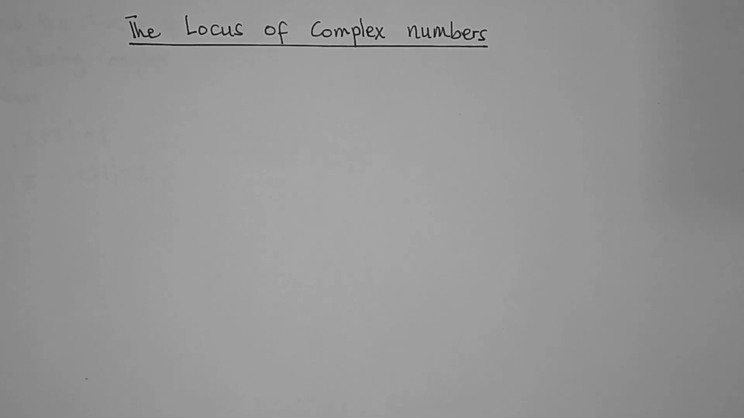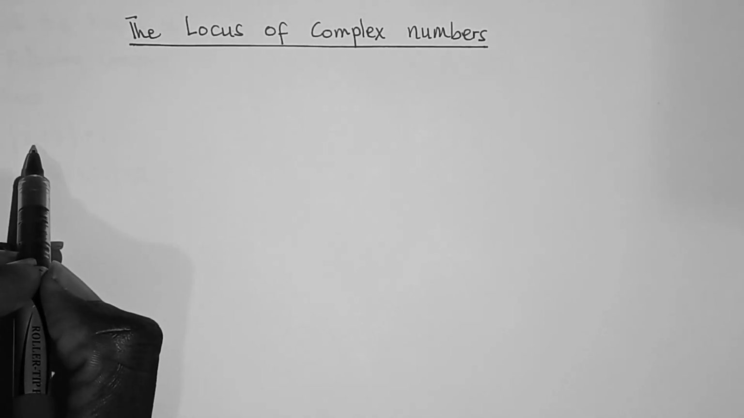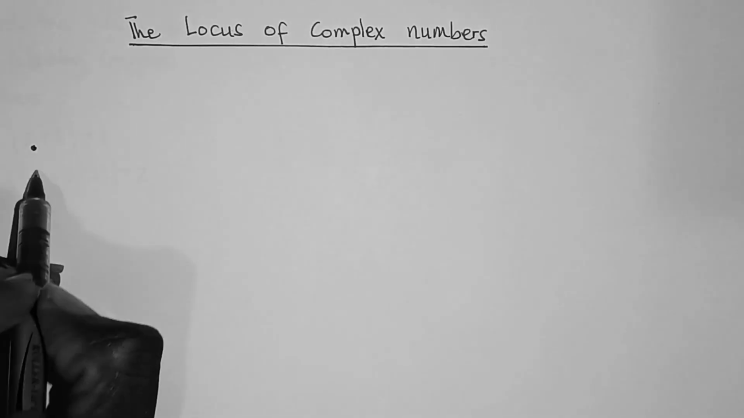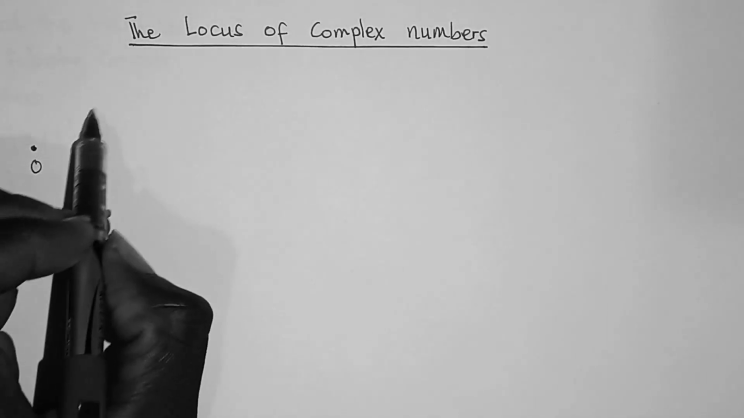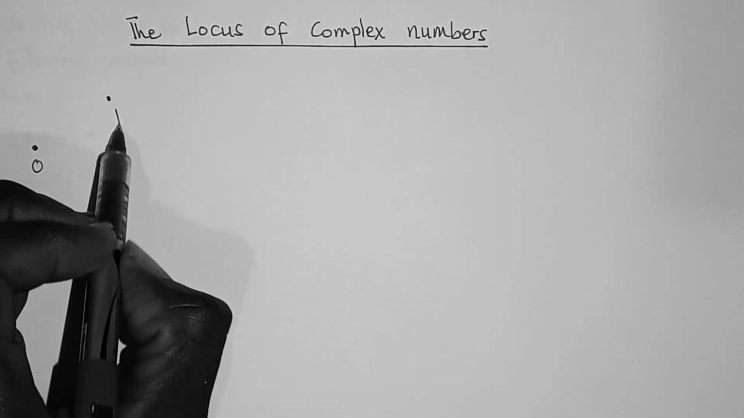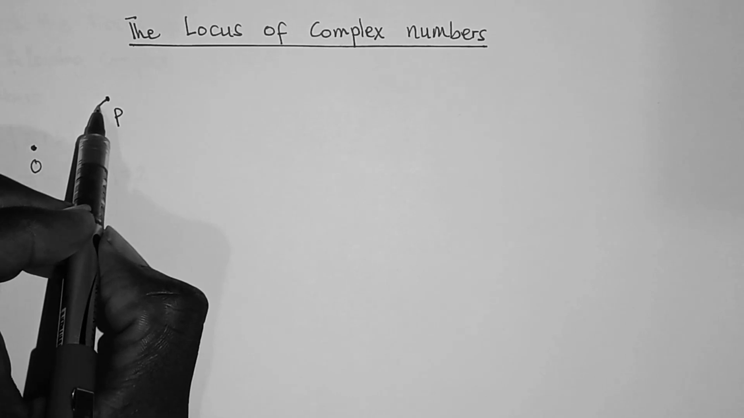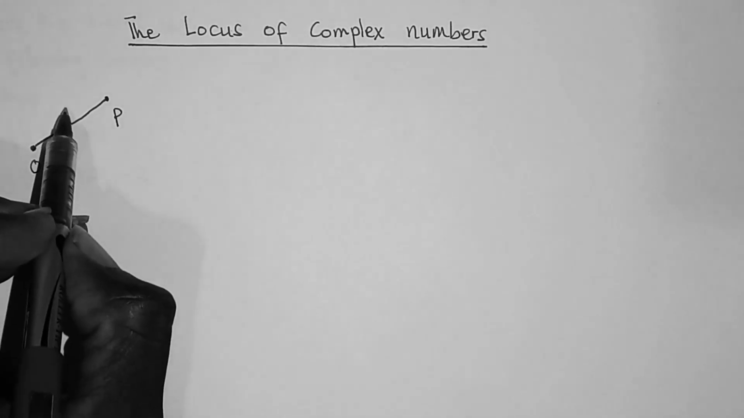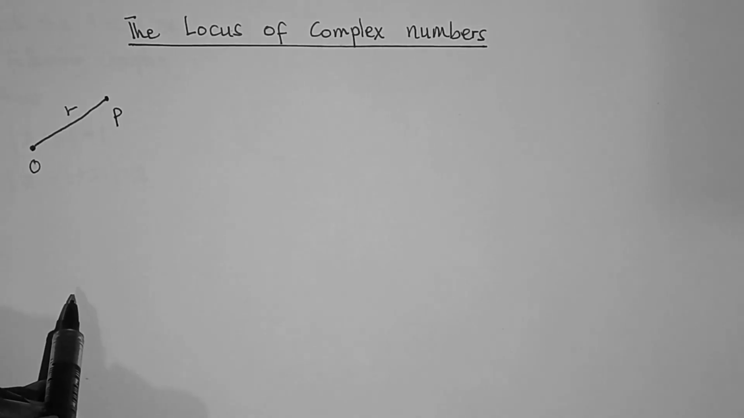In this video, we are going to talk about the locus of a complex number. The locus of a complex number indicates all the possible values of z satisfying a given condition. For example, let's assume that we have this point O, and then we have another point here, let's say P, and then the distance between O and P is represented by R.